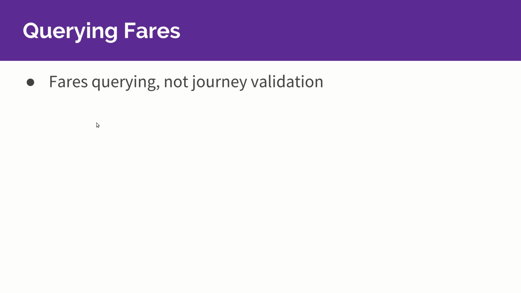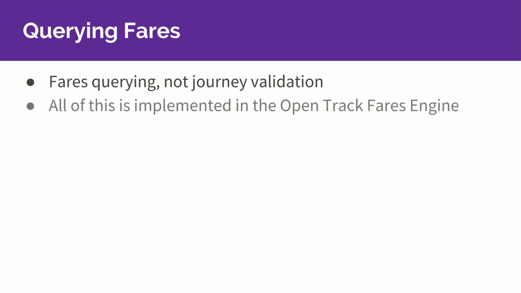So what I'm going to cover today is just how to query the fares, and not the validation of journeys on particular fares and things like that, because that's a slightly larger topic all of its own. Everything that we talk through here is implemented in the OpenTrack fares engine, and that's all open on GitHub, so you can have a poke around and look through it.